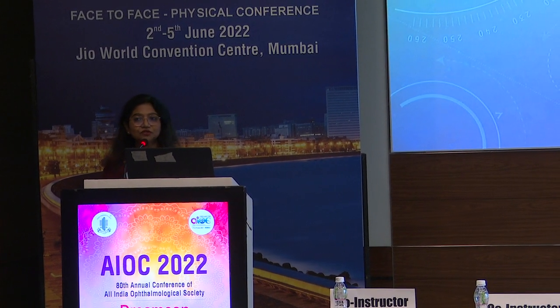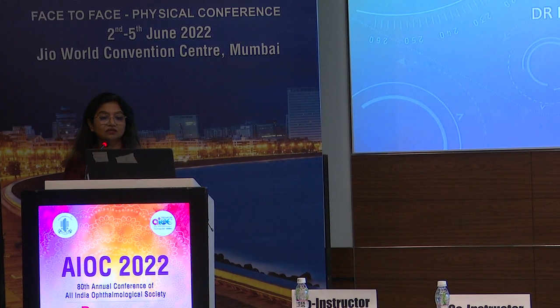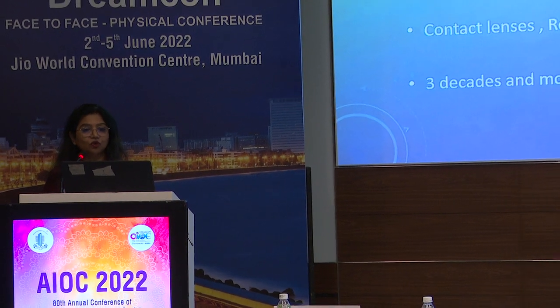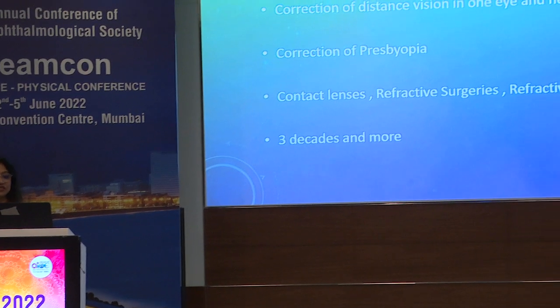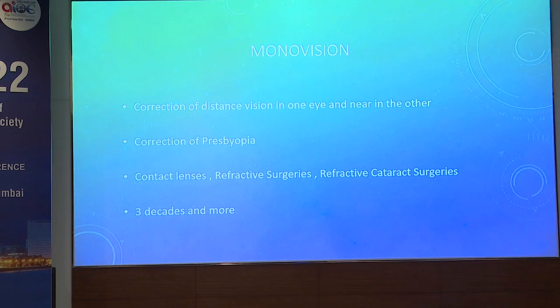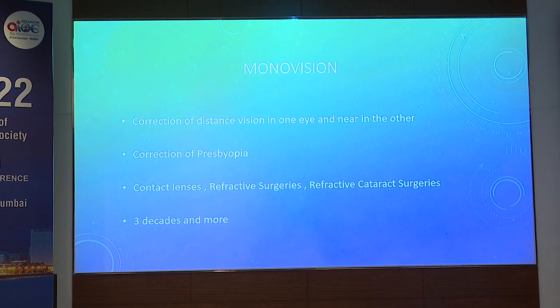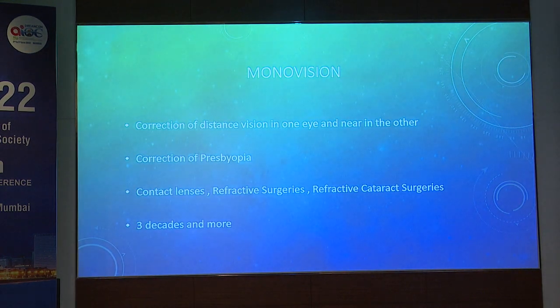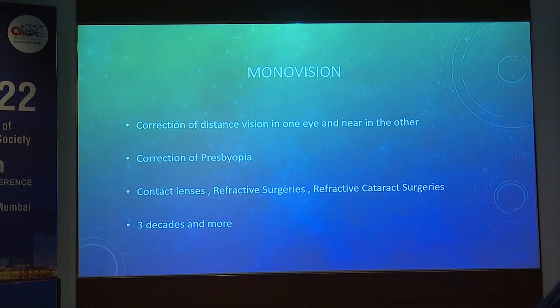So I'm going to talk about different roles, different goals, that is monovision. Now what exactly is monovision? It is correction of a distance vision in one eye and the near in the other, and the main aim is to correct presbyopia. Now this, over more than 3 decades, we've been treating patients with contact lenses and with refractive surgeries, and also refractive cataract surgeries for presbyopia.